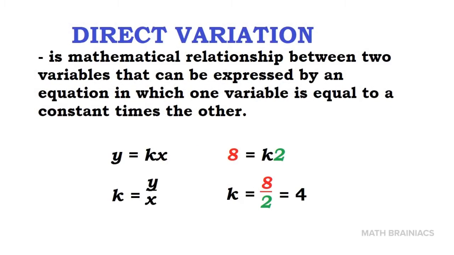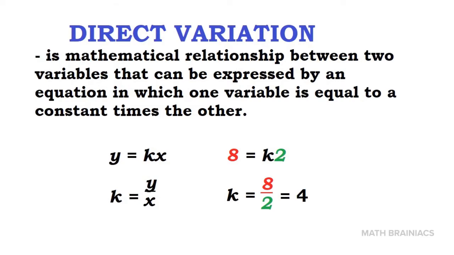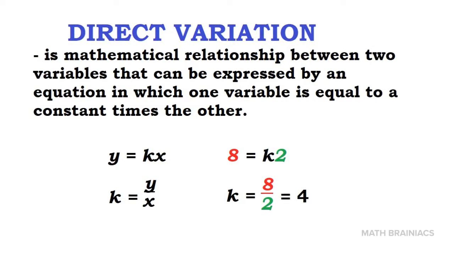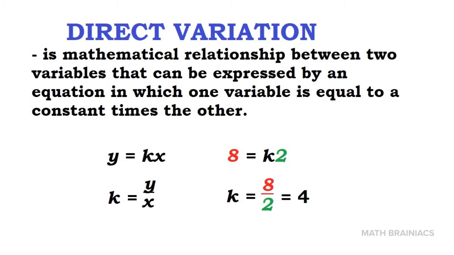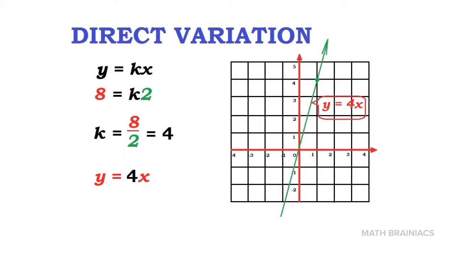For example, if y varies directly with x and y is equal to 8 when x is equal to 2, the constant of variation k is equal to 4. You're just going to get the quotient of y over x, which will give us 8 over 2. And the answer is 4. Did you get it?